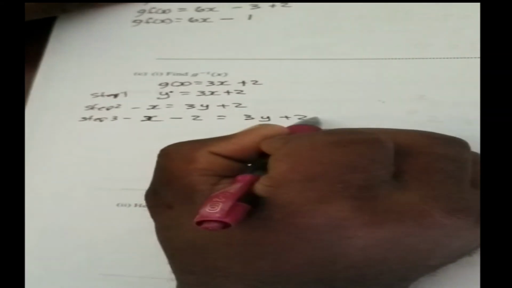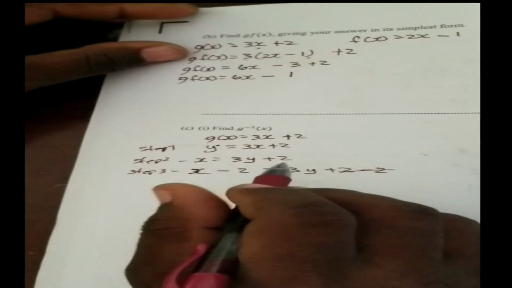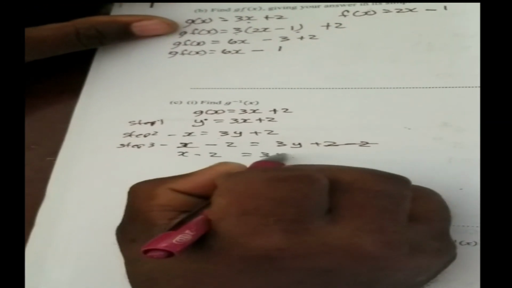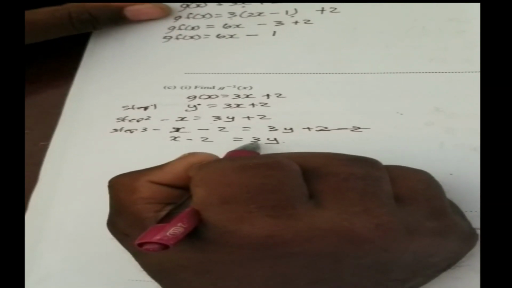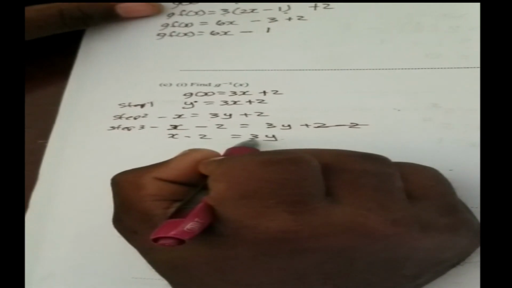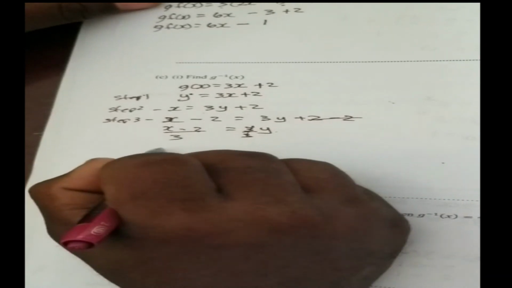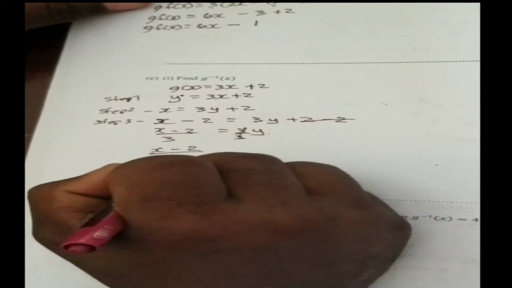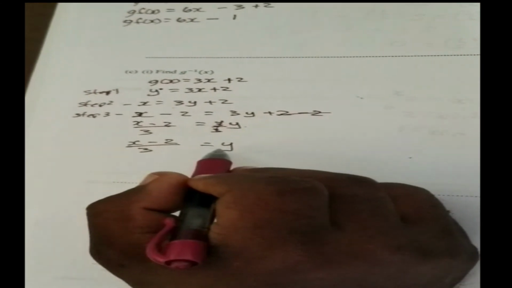So what we can do is subtract 2 on both sides. x equals 3y plus 2 minus 2, right? This 2 would be cancelled. So we have x minus 2 is equal to 3y. What we see now is the 3 is being multiplied by the y. So we're going to do the opposite of that, which is to divide through by 3. And so we have x minus 2 over 3 is equal to y. And we see that y is the subject now.